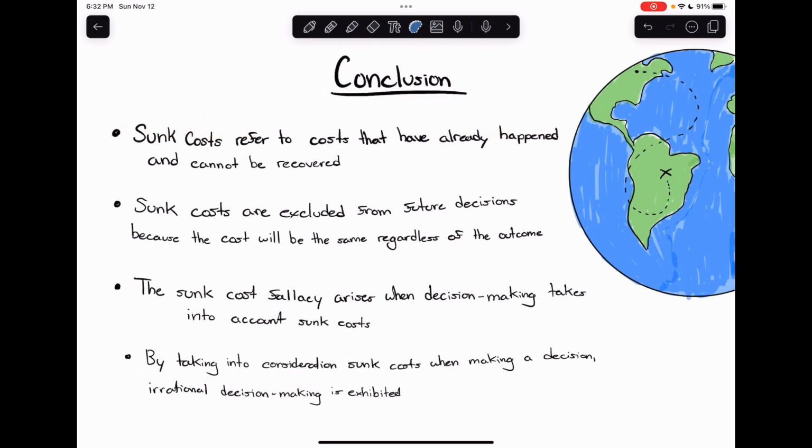In conclusion, understanding and avoiding the sunk cost fallacy is essential for making sound decisions. By recognizing that sunk costs are irreversible and learning to detach from past investments, we empower ourselves to make choices based on current and future potential, rather than being weighed down by what has already been spent.